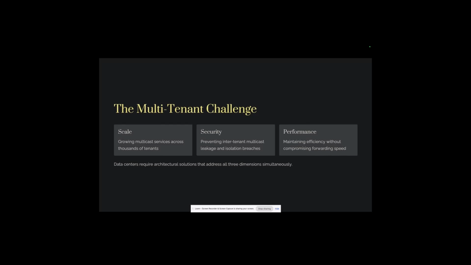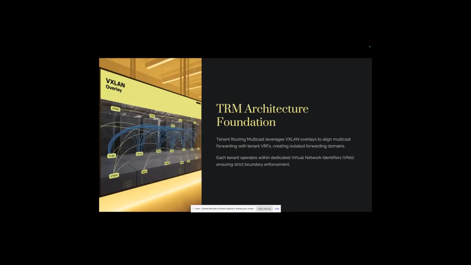The second one is security: to prevent inter-tenant multicast leakage and isolation breaches in a TRM fabric. The third one is performance. With the scale and security, we have to maintain the efficiency without compromising forwarding speed. Data centers require architecture solutions that address all these dimensions simultaneously.